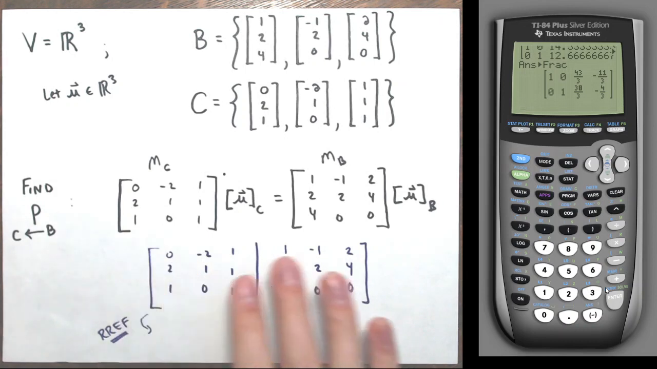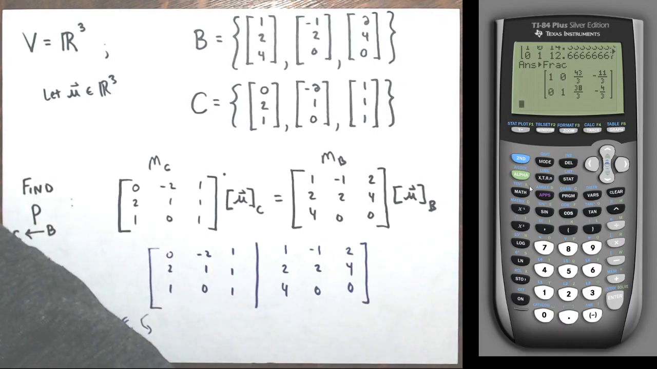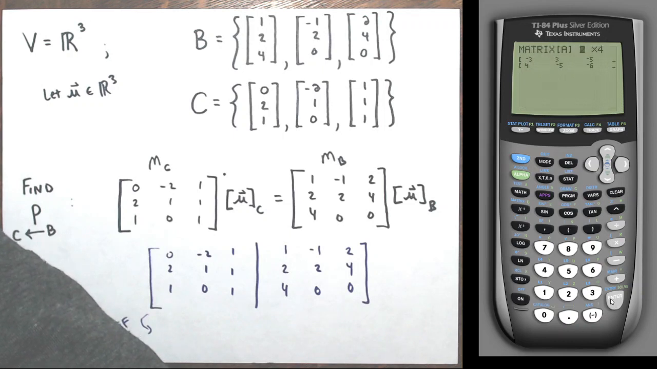All right, so this is going to be a 3×6 matrix. So on the calculator, going to edit A again, a 3×6 matrix, first row. So bear with me here.